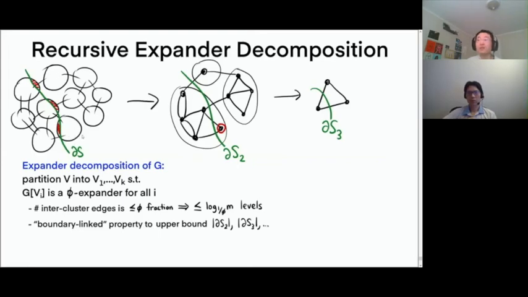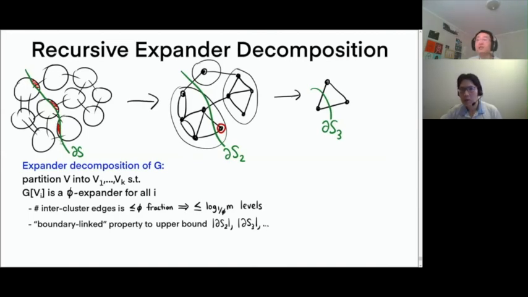So that's the flow representation, and that pretty much means that any cut in the graph must be relatively large. It must be large relative to the number of boundary edges incident to the smaller side.